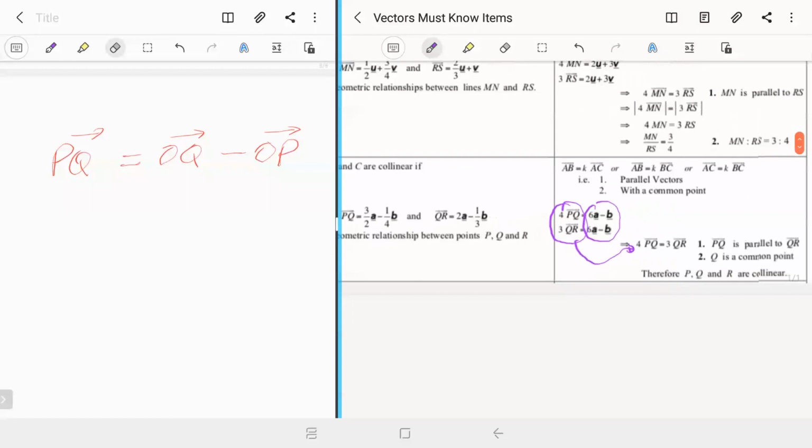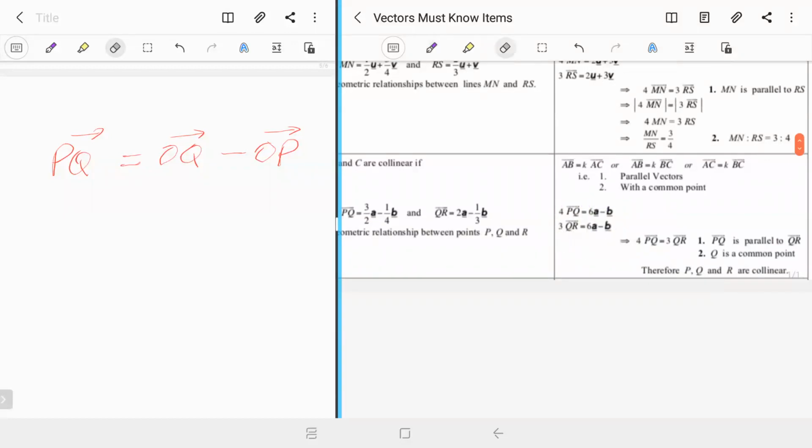And now what I have are my parallel vectors. See there? I have this vector equation now. That means that the two vectors are parallel. See, PQ is parallel to QR. And Q is a common point. Once you have these two things, parallel vectors and a common point, you can say, therefore, the conclusion is that the 3 points are collinear.